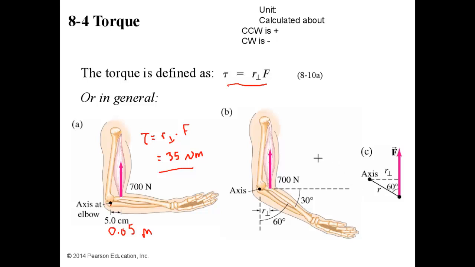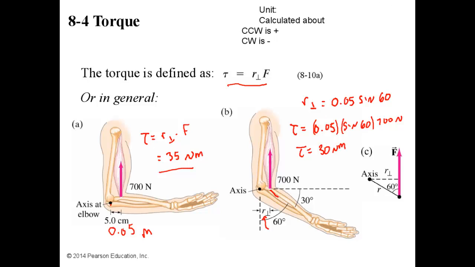If we consider the arm to be bent at 30 degrees here, obviously this r perpendicular distance is going to get shorter, and r perpendicular is going to turn out to be 0.05 multiplied by the sine of 60 degrees. So the torque in this case is going to be 0.05 multiplied by the sine of 60 degrees multiplied by the force of 700 newtons, and the torque is going to end up to be 30 Newton meters.